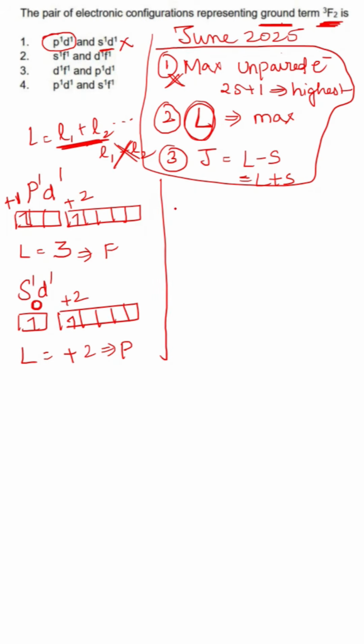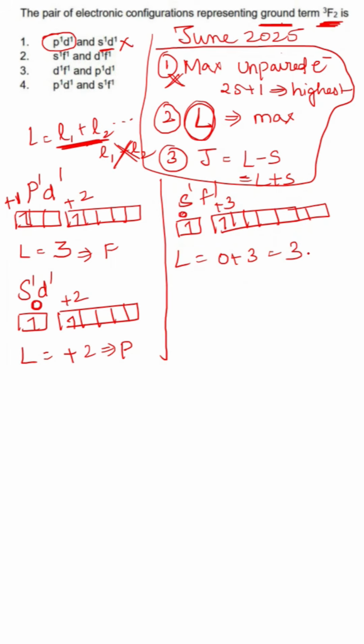If you move to the second option, you have S1 F1, right? S1 F1 is going to look like this, 1, 2, 3, 4, 5, 6, 7. Here it is plus 3 for F and it is 0 for S. So the L value is equal to 0 plus 3. So the maximum L value here is 3. So that is F, and that is possible. So this option is also possible.